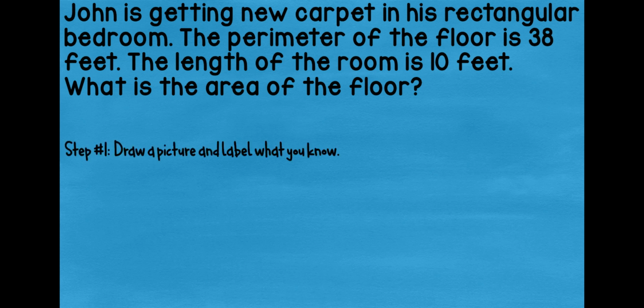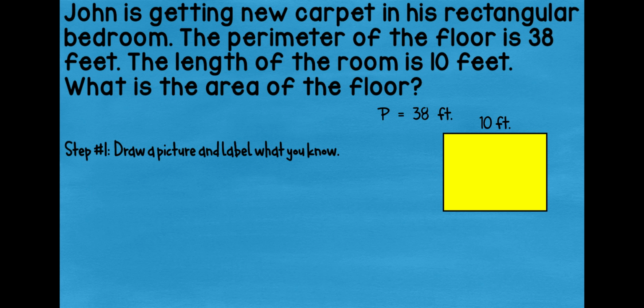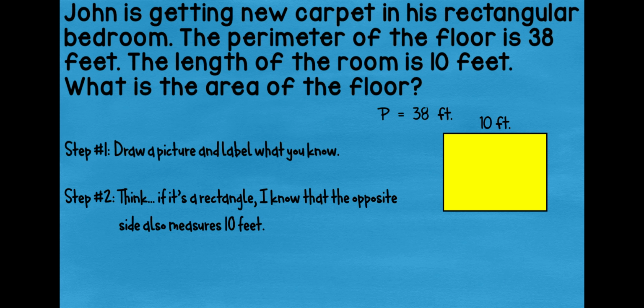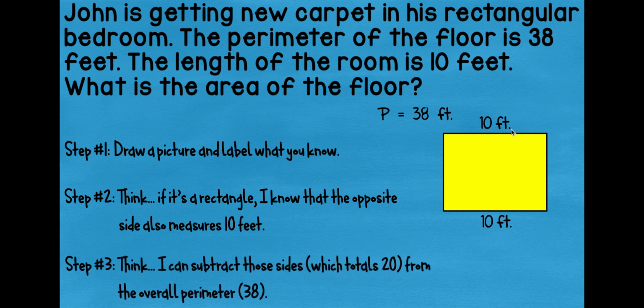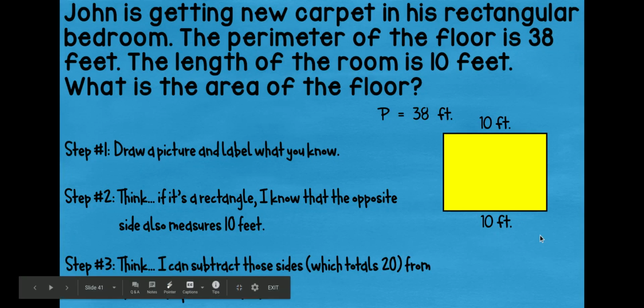Let's draw this out. Okay, we have a rectangle because they said his room is rectangular. The perimeter is 38. And the length is 10 feet. So if this is 10 feet, then this side we also know is 10 feet. Okay, we need to find out this missing side though. So we've used 10 feet and 10 feet, which is 20 feet total.